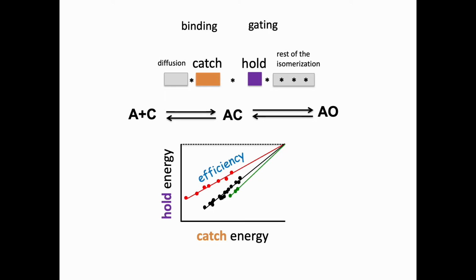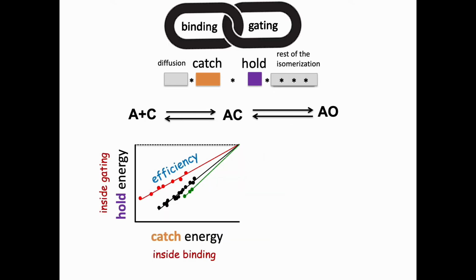It's from a different dose response curve. So that is interesting because hold is something taking place inside of gating and catch is something taking place inside of binding. So the implication of efficiency, namely a linear relationship between efficacy and affinity, the implication of that is that there's an energy change inside of gating that's correlated with an energy change inside of binding, which means binding and gating energies are linked. They are not independent.